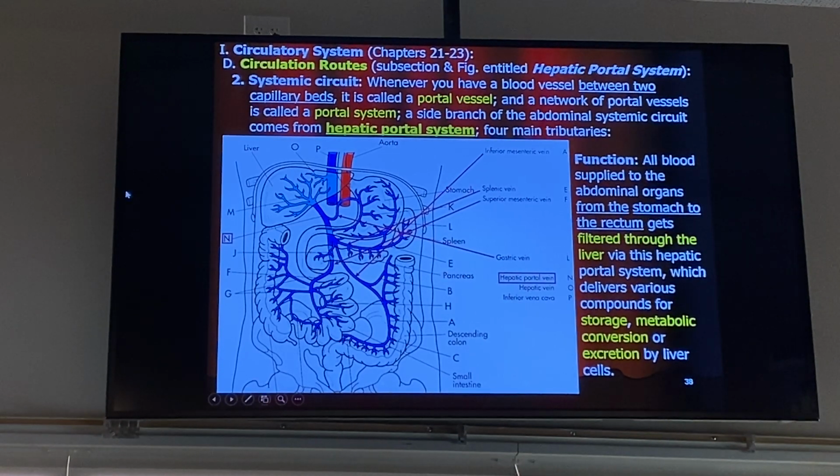So, here's the two capillary beds. Remember I said a portal system is between two capillary beds? The first capillary bed is, say, the stomach, or the large intestine, or the small intestine. That's the first capillary bed. It's going to go through the hepatic portal vein to the liver sinusoids. The liver sinusoids are the second capillary bed. Are you connecting these?